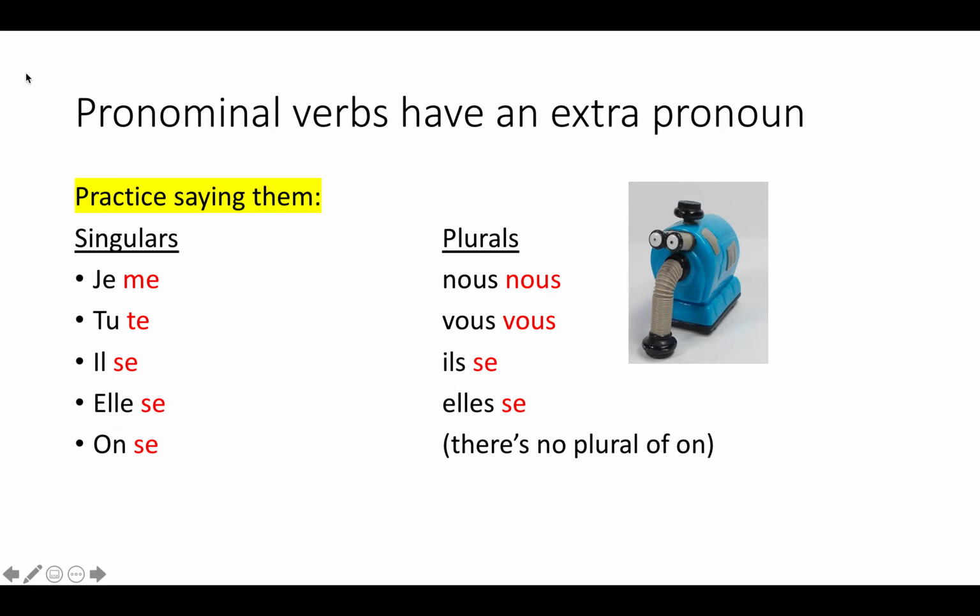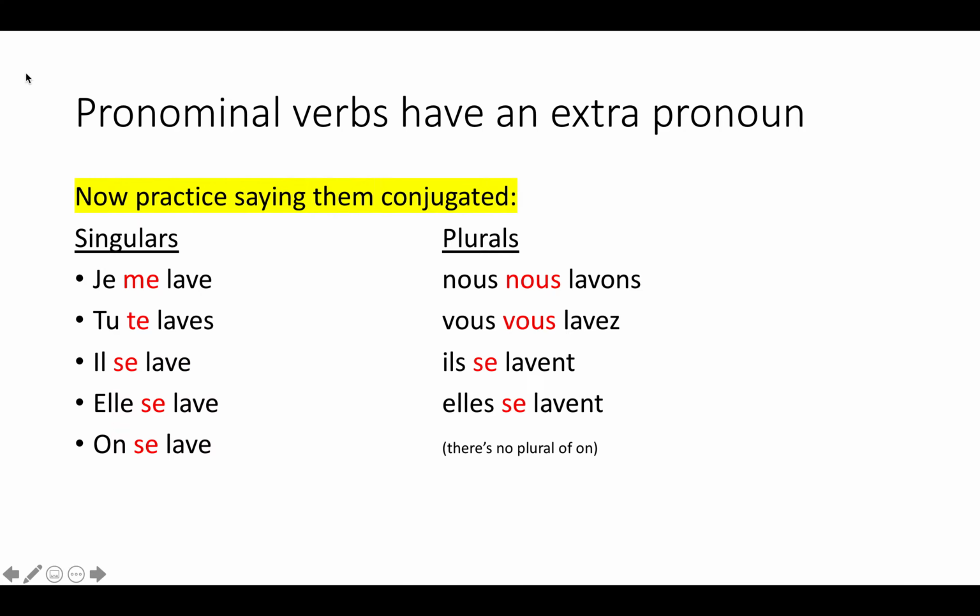Je me, tu te, il se, elle se, on se, nous, vous, il se, elle se. Je me lave, tu te laves, il se lave, elle se lave, on se lave, nous lavons, vous lavez, il se lave, elle se lave.